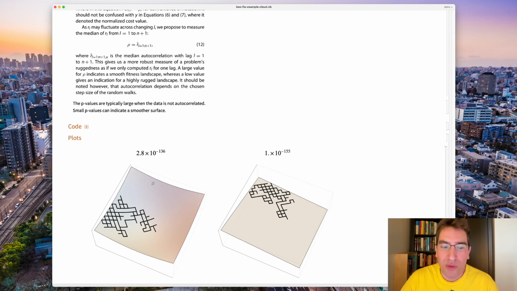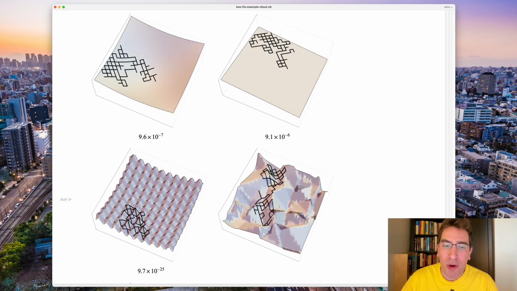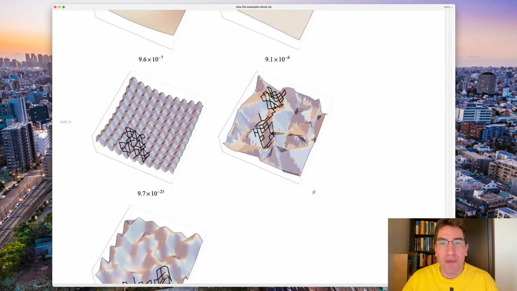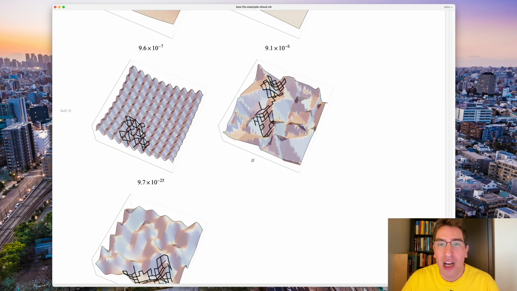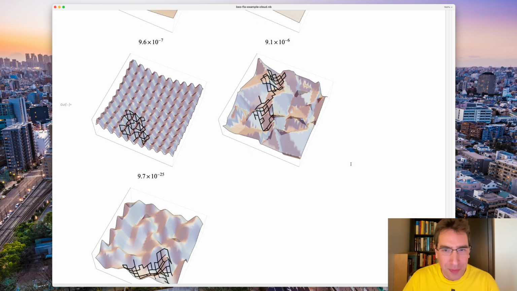You see our smooth surfaces have very, very small p-values, which means it's very easy to determine from one step to another what the next value would be. But on more rugged surfaces, the autocorrelation is higher, the p-value is higher, and that means that from one step to another, it's harder to tell what the cost is going to be. That relationship starts to break down to a simple random walk.